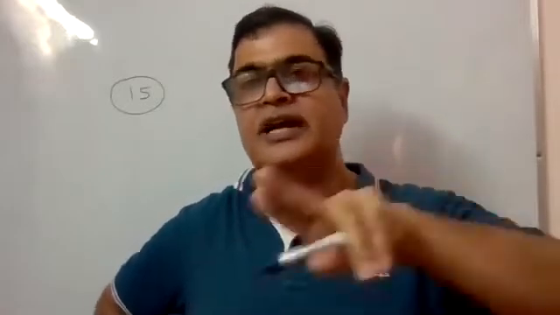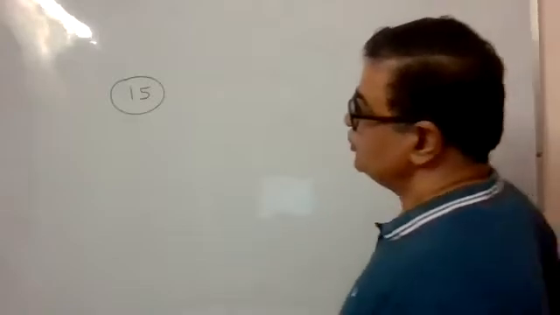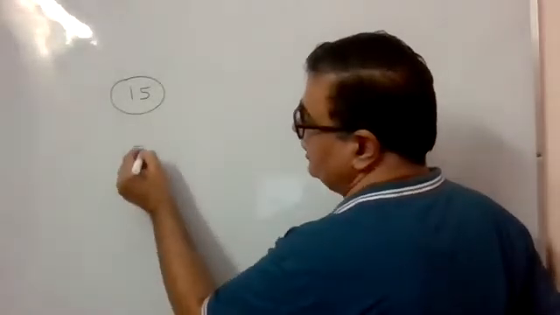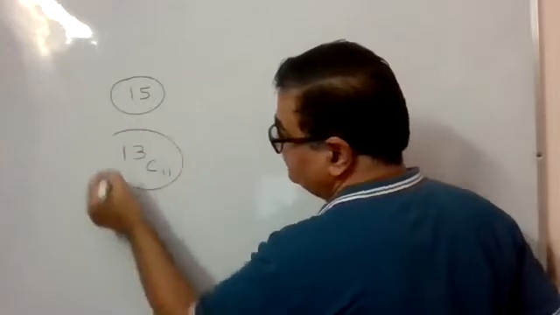उनको हमने बाहर कर दिया, they are injured. So 15 में से केवल अब आपके पास 13 player है and we have to select the team. How many ways you can do it? 13C11. Yes, we have only 13 players in hand. So we'll say 13C11 to be done.